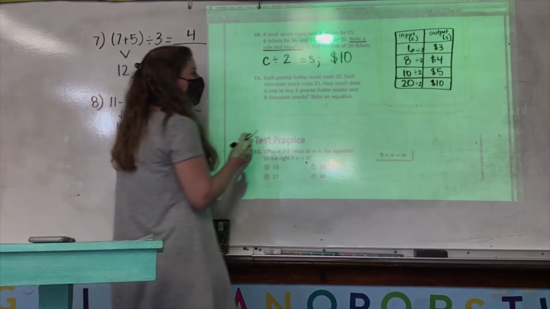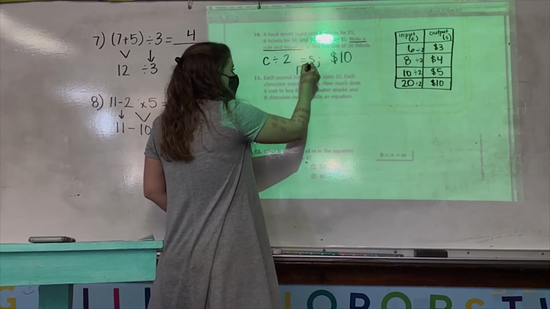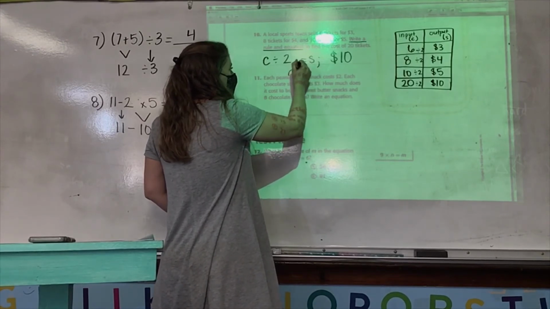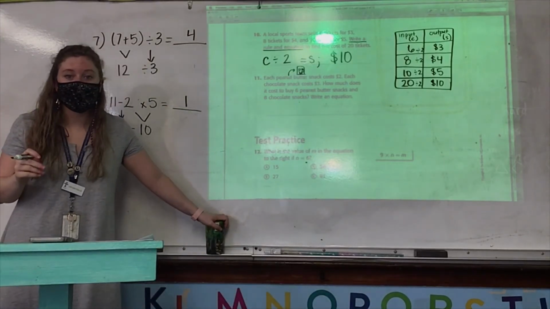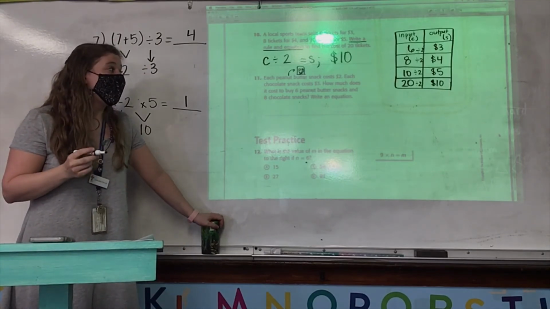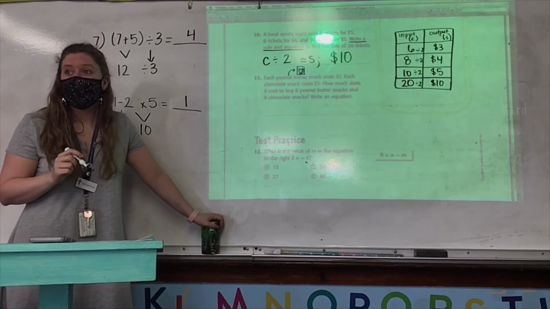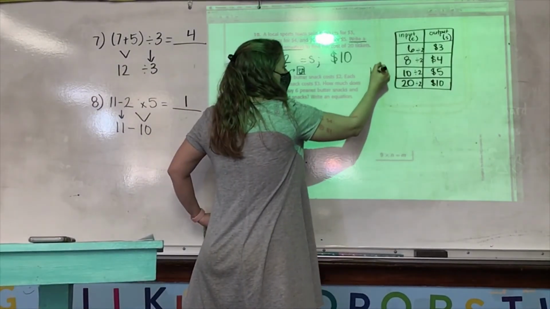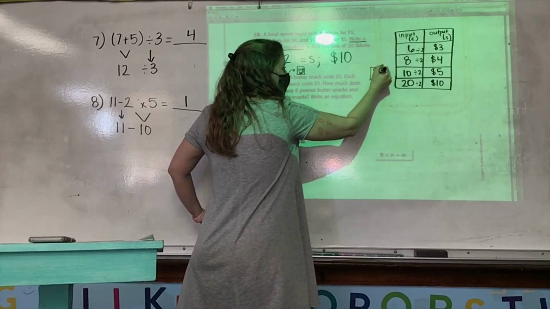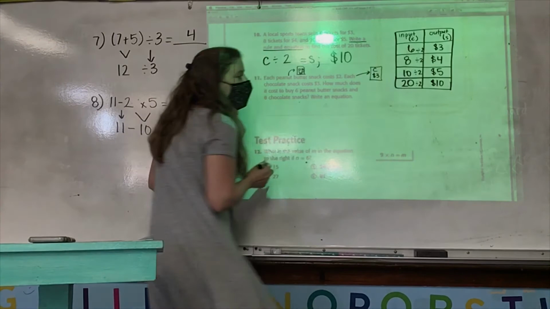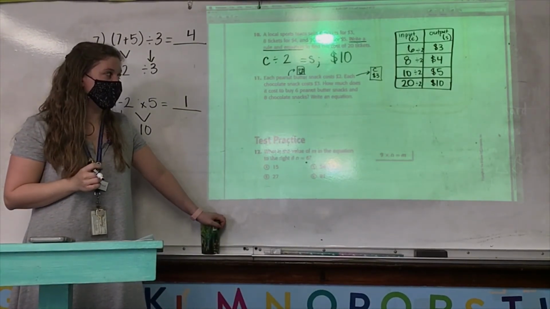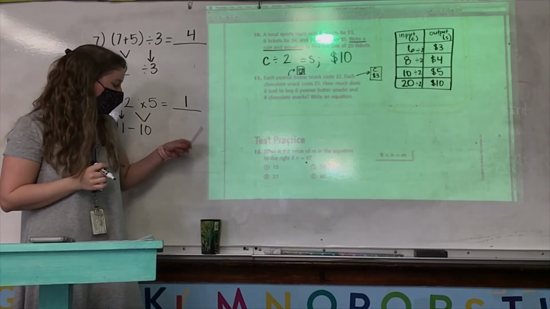Each peanut butter snack costs $2. Here's my peanut butter snack. I know it's $2. Now this is small, but all I'm doing is a rectangle with PB for peanut butter and $2. Each chocolate snack costs $3. Okay? I'm going to draw my chocolate snack, and I know it's $3. How much does it cost to buy 6 peanut butter snacks and 8 chocolate snacks?